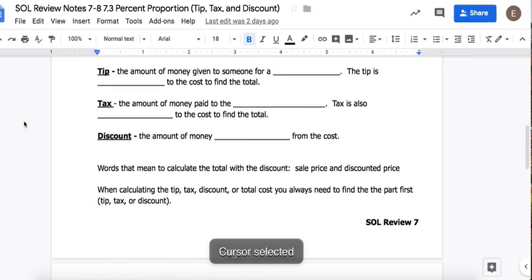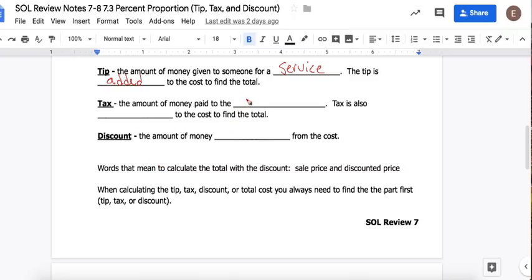So, tip is the amount of money given to someone for a service. The tip is added to the cost to find the total. Now, sometimes you're just finding the tip, but sometimes you're finding the total. And if you were, you would have to add the tip to the cost to get the total.